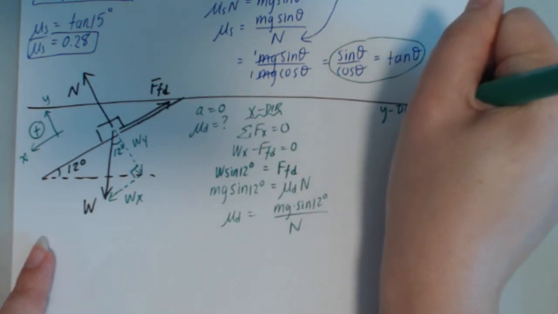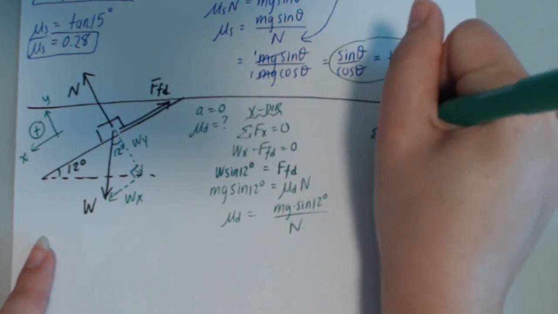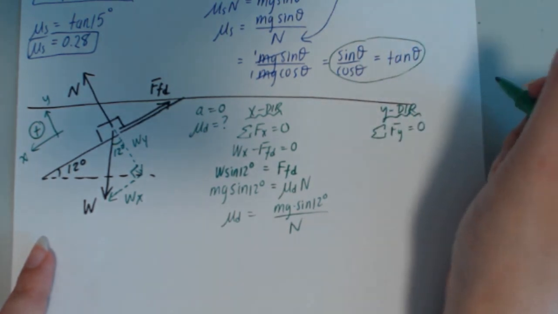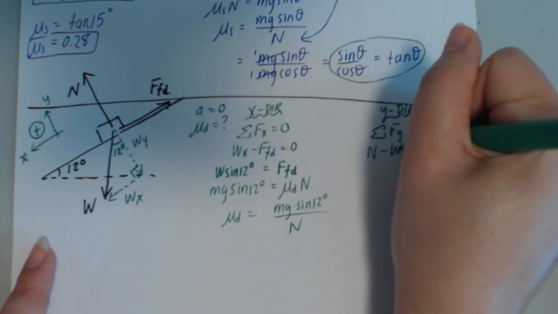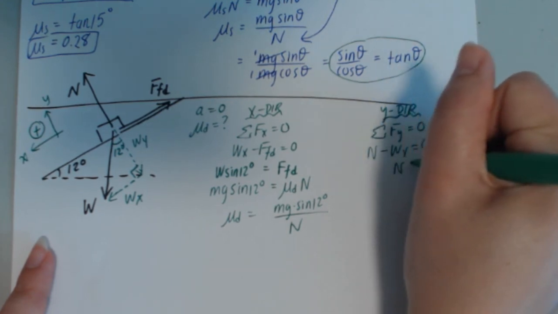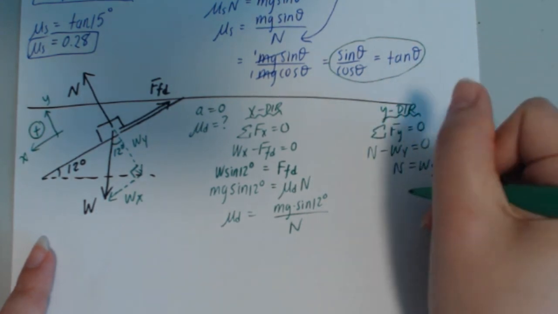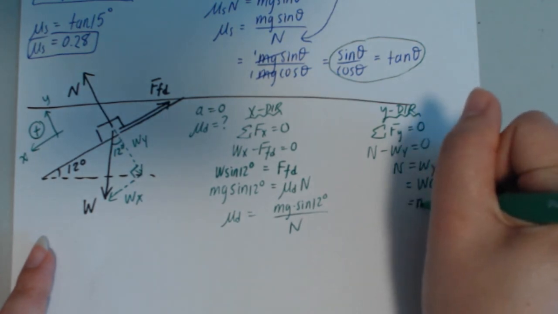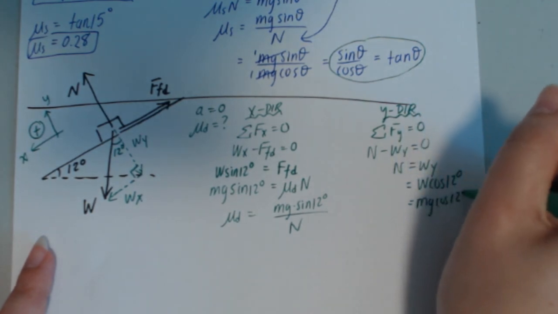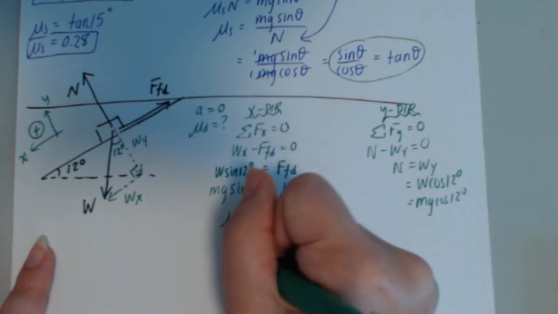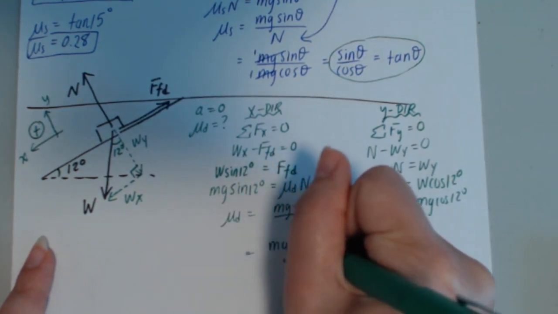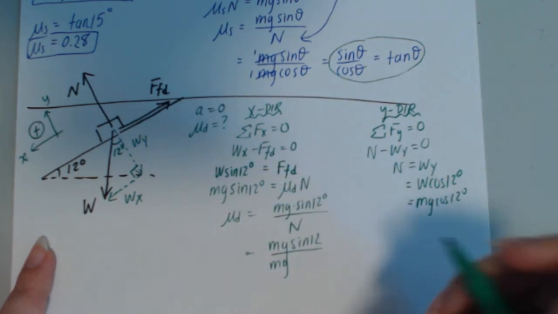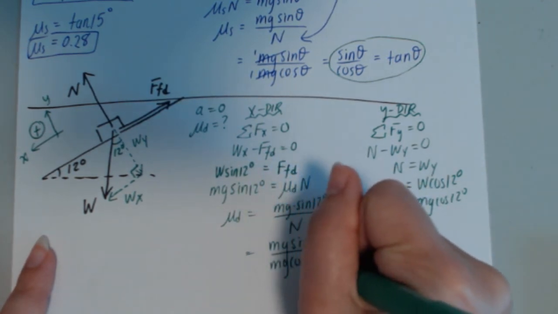Okay, moving on to the y direction. You'll notice that I'm doing this a lot faster because I already did this in the previous problem. So I hope you're able to follow along with that. All right, so that's going to be n minus wy equals 0, and n equals wy, which is equal to w cosine 12 degrees, which is mg cosine 12. In fact, I don't even need to convert the w to the mg. You can probably see that. mg sine 12 divided by mg cosine 12.